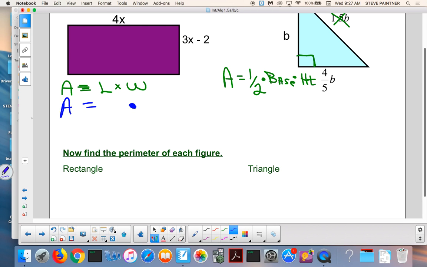What did you call your length? Usually I call the longest side my length. I call it 4x. You don't have to. You could call the other side your length, but it's not really the length, it's the width. Okay, so what about the width? 3x minus 2.